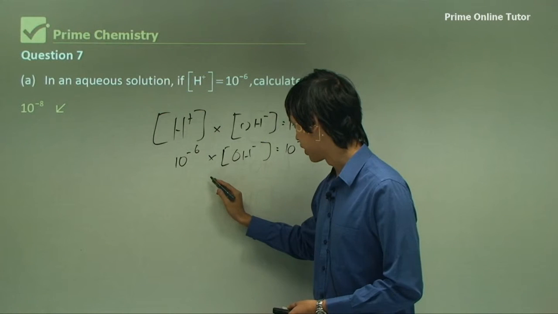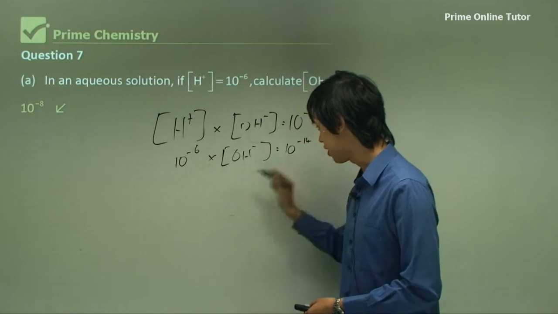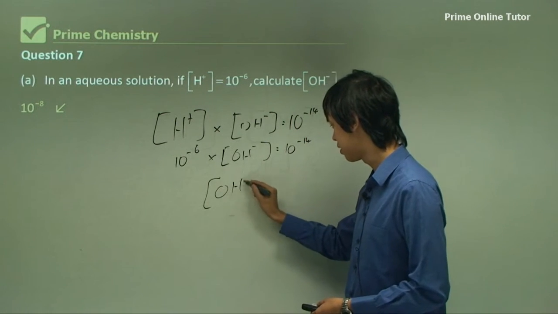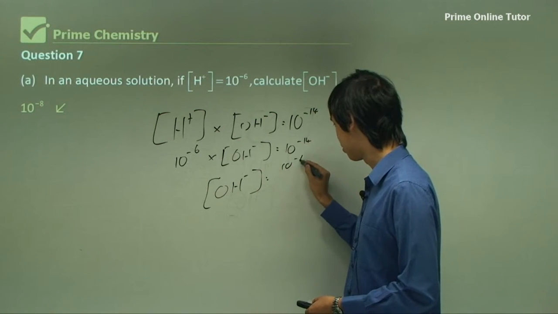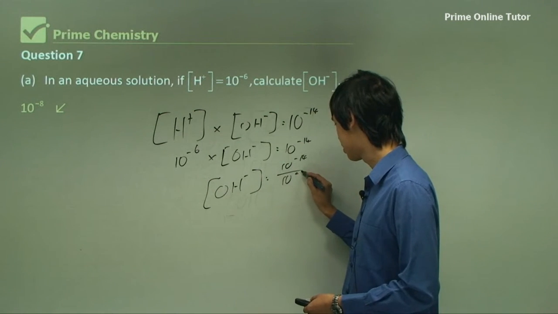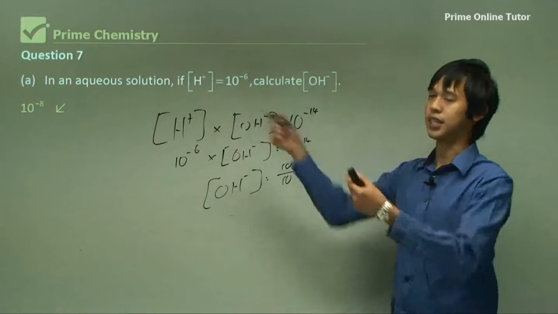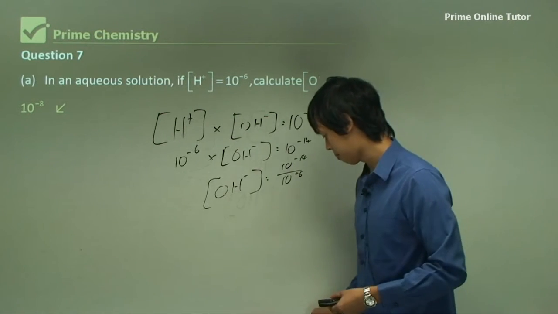We know this is 10 to the minus 6. And so if we divide this across, we get the concentration of OH minus is 10 to the minus 14 over 10 to the minus 6. And if we use our calculators, we get 10 to the minus 8. Okay.